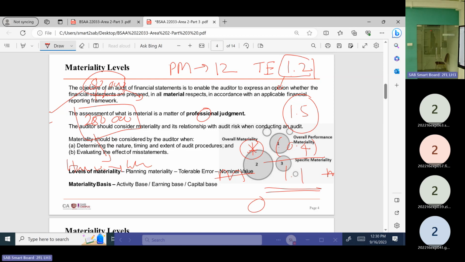Materiality level is a monetary value, but you also have to consider the qualitative aspect. You have to address the stakeholders at the end of the day. Right. So that's about materiality concept.